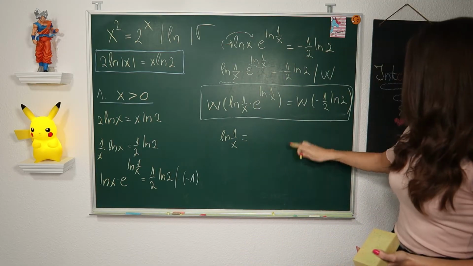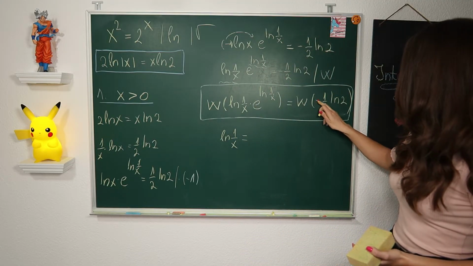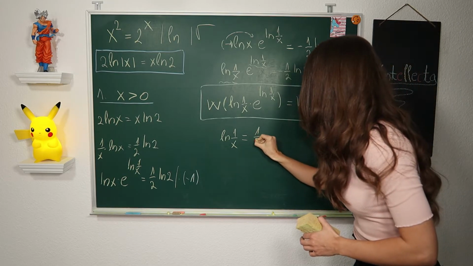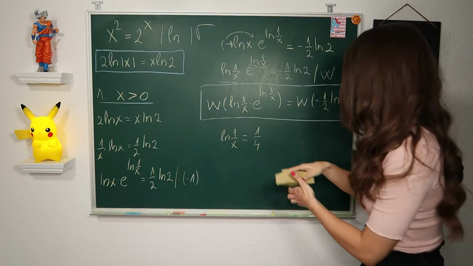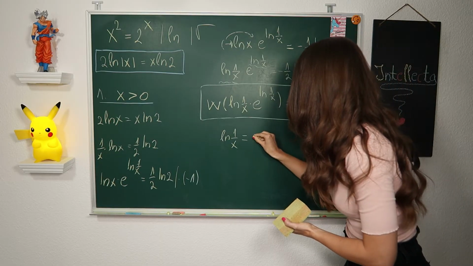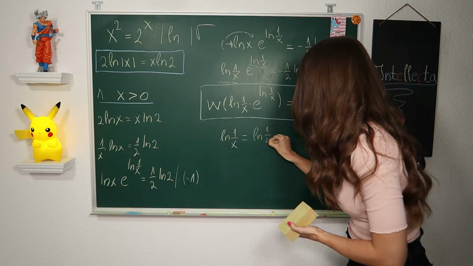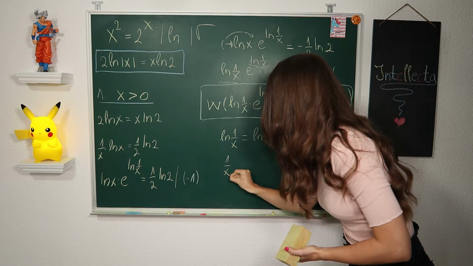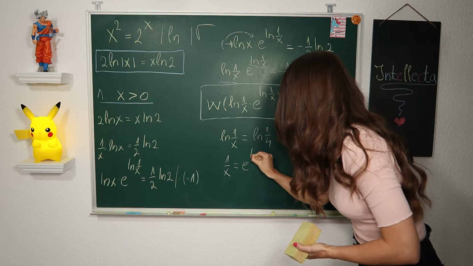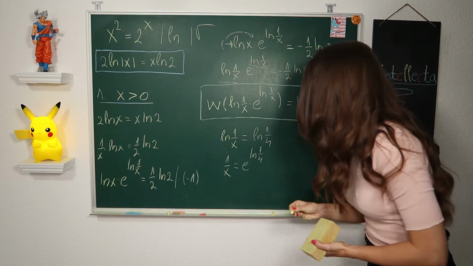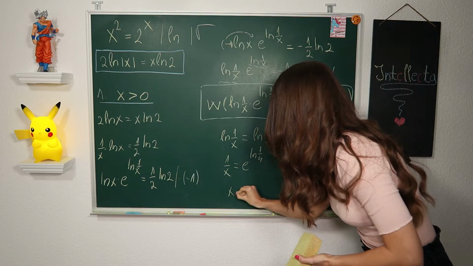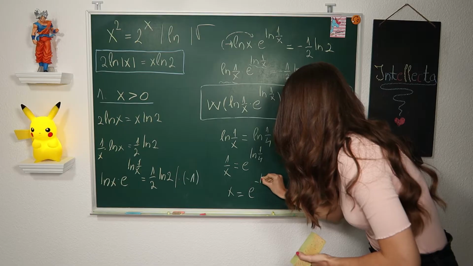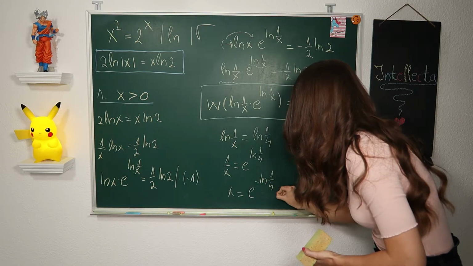Now we have W of ln 1 over 4 is just ln 1 over 4. It's equal to, I explained why W of negative 1 over 2 ln of 2 is equal to 1 over 4 ln of 1 over 4. And now you have e raised to this here gives us this here. We have 1 over x is equal to e raised to the ln 1 over 4. And what is our x from this here? x is equal to e to the negative ln 1 over 4.